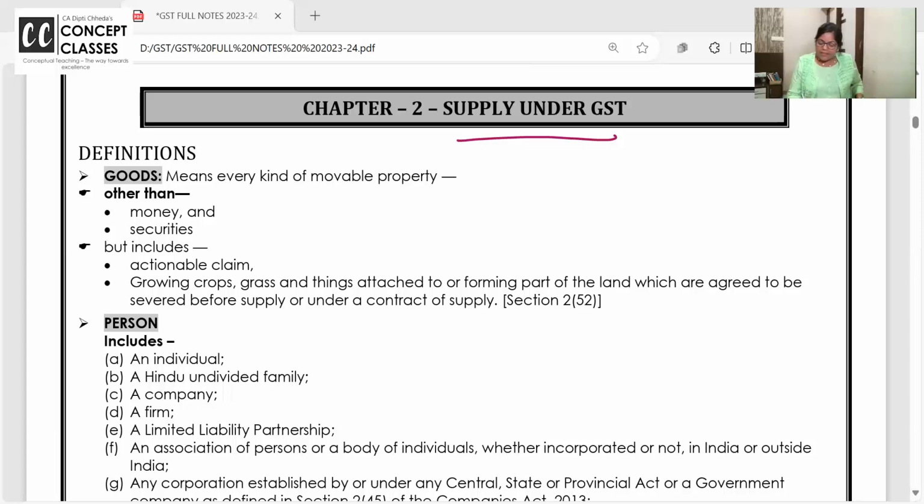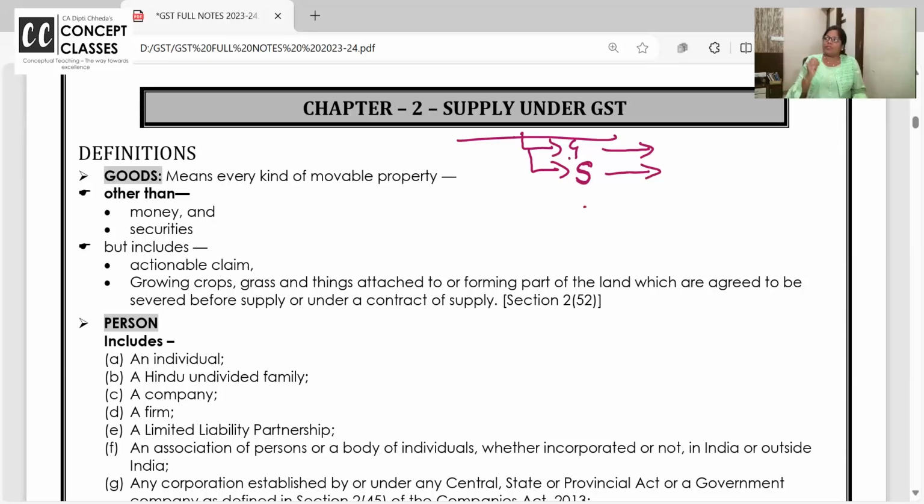Okay, second chapter is supply. What do you mean by supply? Whether you supply goods or whether you supply services, it should be for business purpose, and a lot of other conditions are there which you have to satisfy. Some will be deemed to be supply of goods, deemed to be supply of services, and so on. So GST is levied on supply of goods and services.